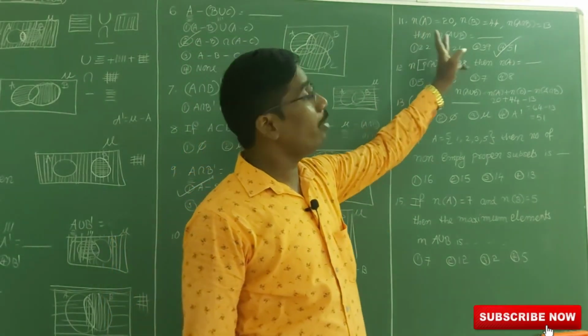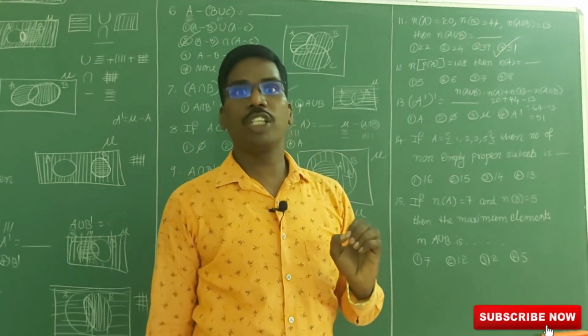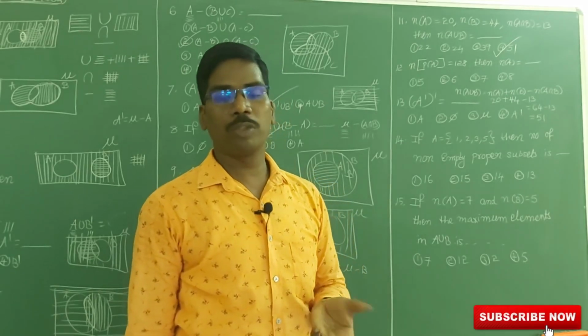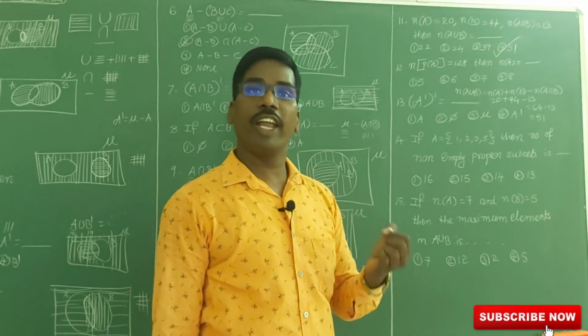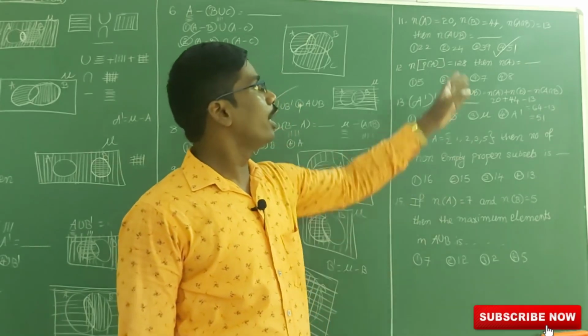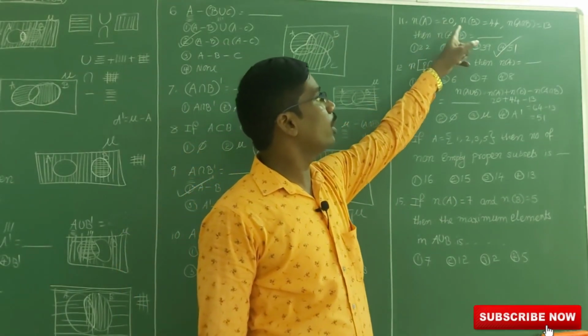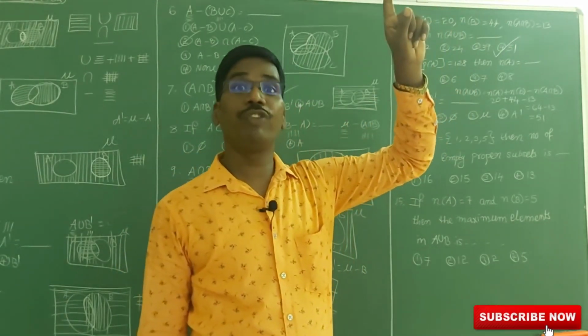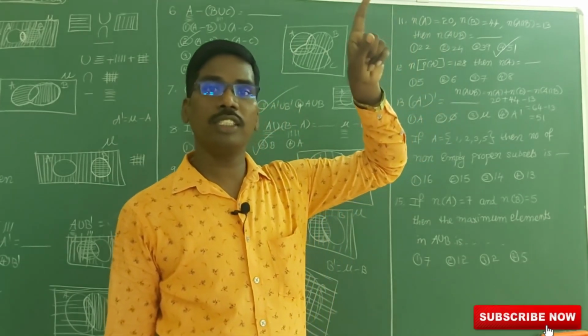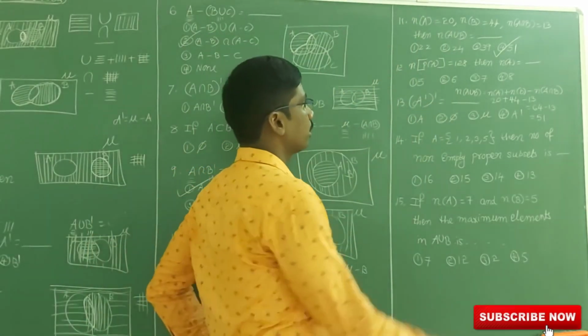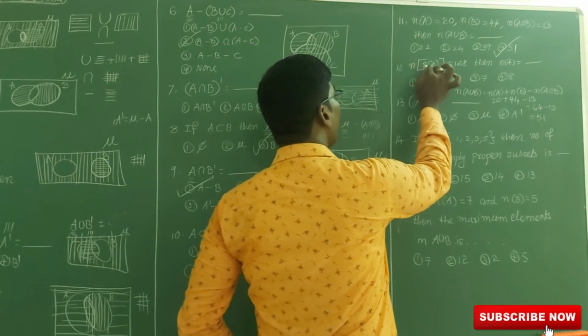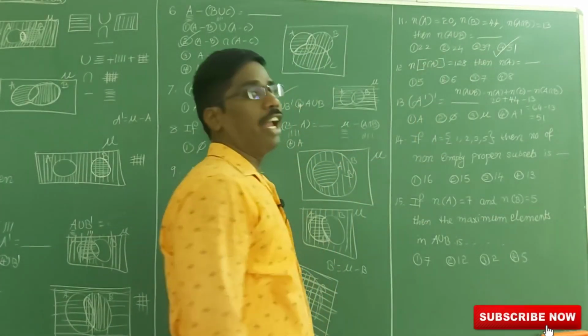Now if A, B are disjoint sets, it means there are no common elements. If there are no common elements, then n of A intersection B is 0. Then if they are asking n of A union B, 20 plus 44, that is 64. If A, B are disjoint sets, then the answer is 64. Remember that one.